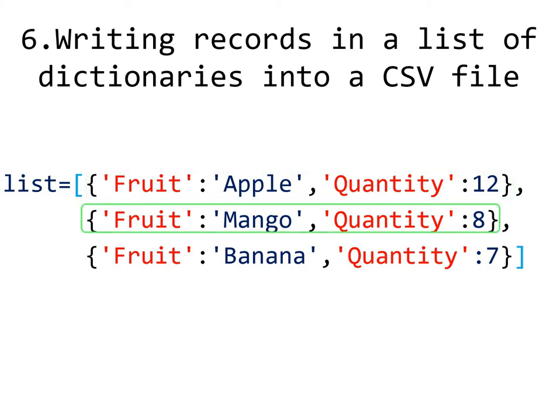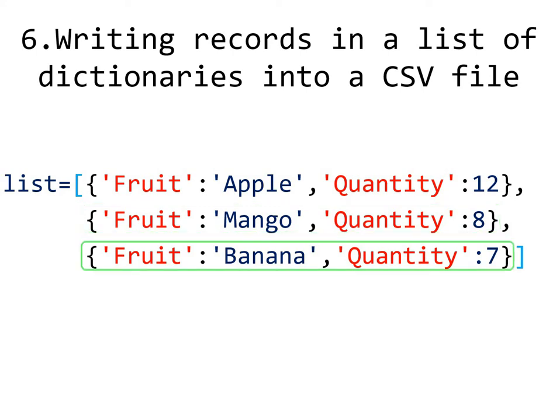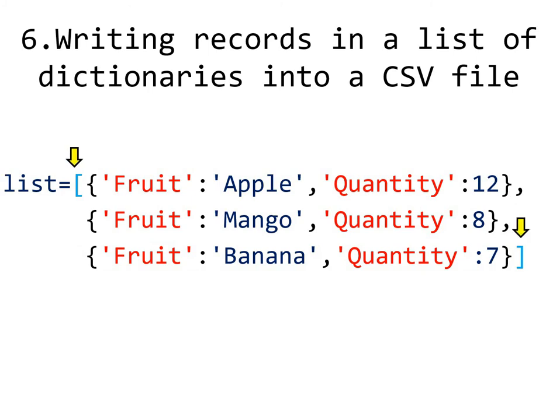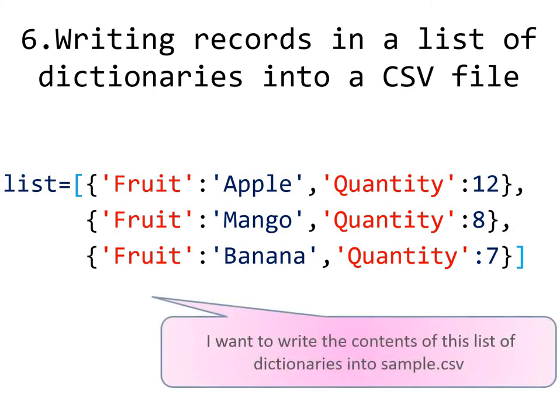The second element, fruit colon mango, comma, quantity colon 8, is another dictionary. Similarly, fruit colon banana, comma, quantity colon 7, is also a dictionary. So I have taken 3 dictionaries and enclosed them within square brackets, so that now I have a list of dictionaries. I want to write the contents of this list of dictionaries into sample.csv.